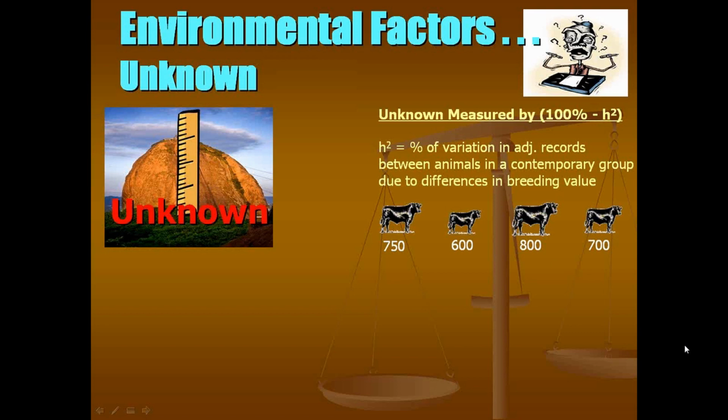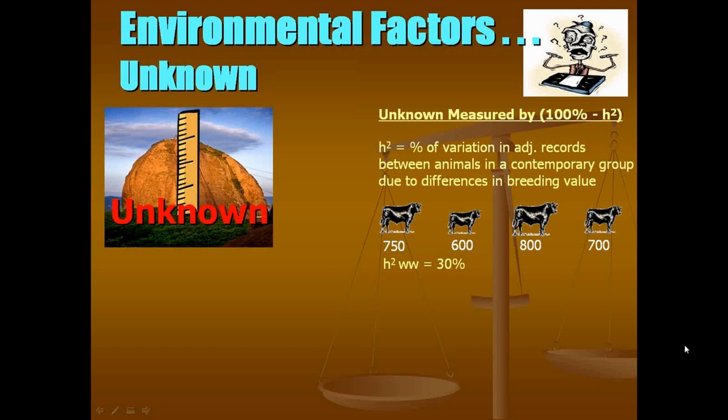So we need a gauge of the differences between these animals. What proportion, what percent of the differences between these animals is due to breeding value, and what percent is due to the unknown rock that we deal with in animal breeding? Well, we know that in our population, heritability of weaning weight is about 30%, right? The heritability of weaning weight is 30%.